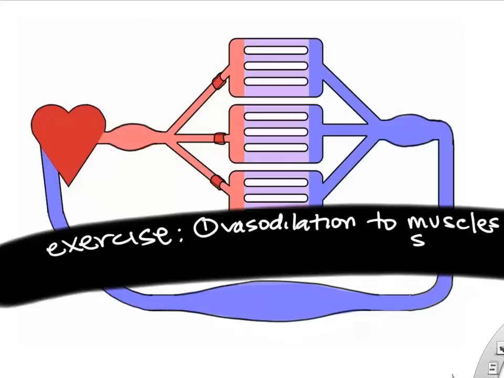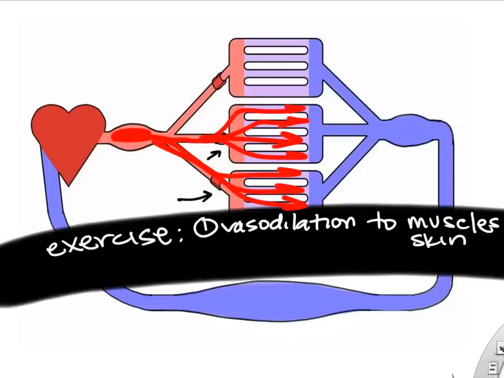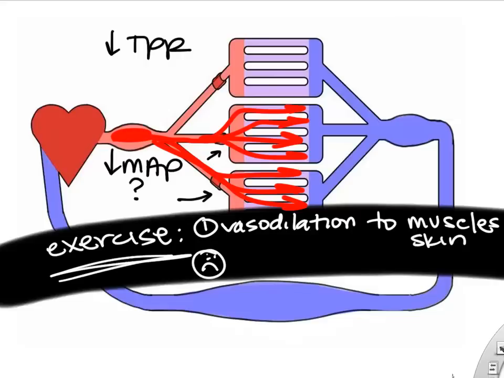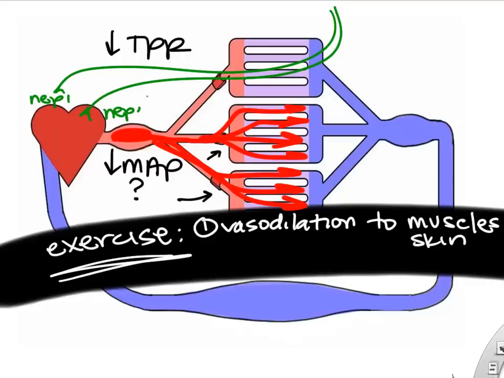Let's consider exercise. Exercise is a pretty complex response. One of the first things we have during exercise is an opening up of all those little arterioles to our heart and our skeletal muscles and even our skin to cool us off. So that vasodilation decreases our TPR. A decrease in TPR would normally decrease our mean arterial pressure.